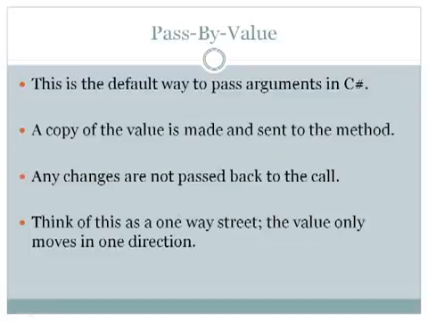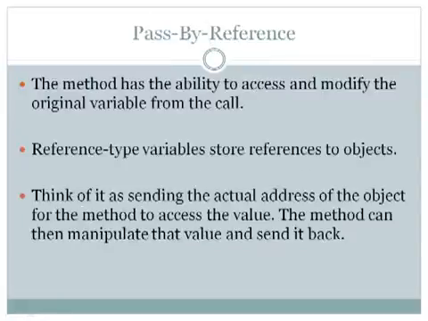Now, by value is, again, the default way to pass arguments in C#. Again, a copy of the value is actually made and sent to the method. But again, it's a one-way street. The values are only going over. Pass by reference gives the method the ability to access in memory that value, because our call is actually going to send over, here's the address. So it sends over the actual address of the object, then the method can then modify it and then send it back into that address.